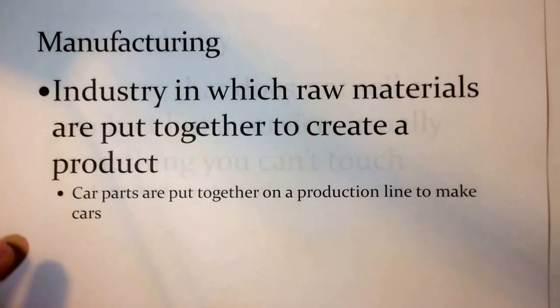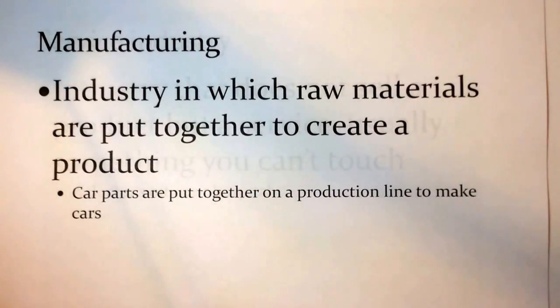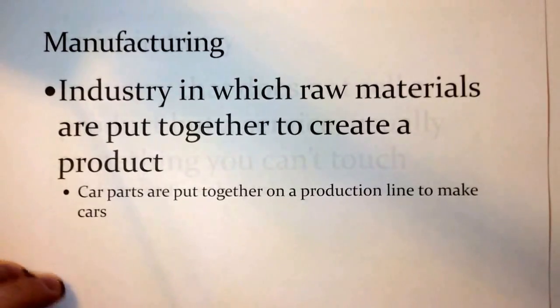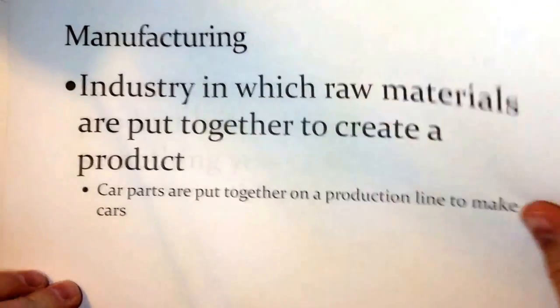The next type of industry is manufacturing. This is an industry in which raw materials are put together to create a product. Like car parts are put together on a production line to make cars, and they're made out of metals that we found in the earth. So manufacturing is very important. This is where the United States has been very successful in our history, by adopting a manufacturing type of production and finding ways to make products quickly.